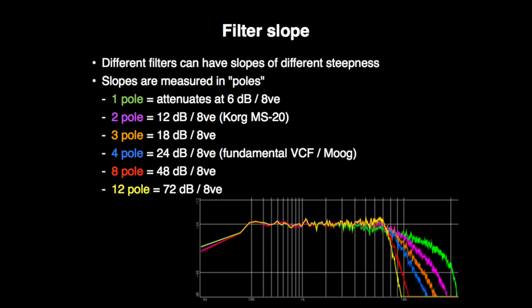An 8-pole filter, which attenuates at 48 dB per octave, and then a 12-pole filter, which would attenuate at 72 dB per octave. And once you get that high, once you get up to a 12-pole filter, it's effectively a brick wall. Like you have some slope, but you barely have any slope. You are attenuating so quickly that you don't have a lot of energy present above the cutoff frequency.